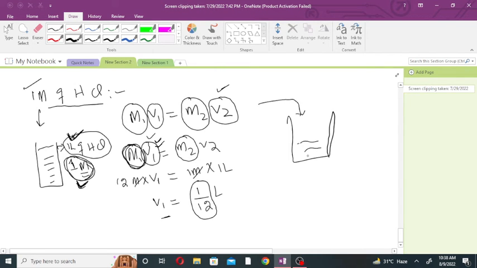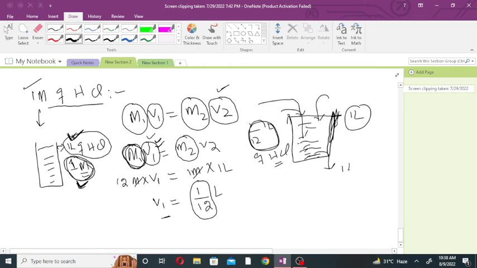We will take some distilled water at first, and then we will slowly add 1 divided by 12 liter of HCl to the beaker whose volume is 1 liter. After adding all of this HCl, we will add distilled water again, and we will bring the solution to 1 liter. So in this case we will prepare a 1 molar HCl solution.